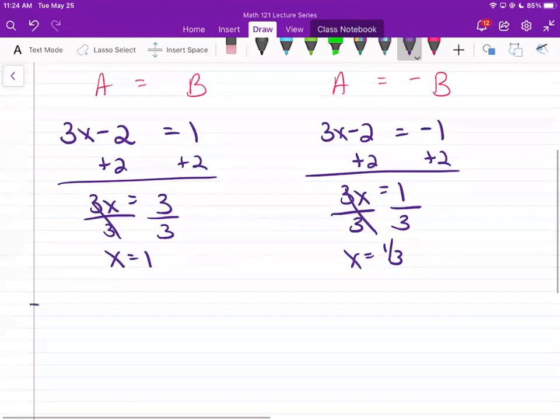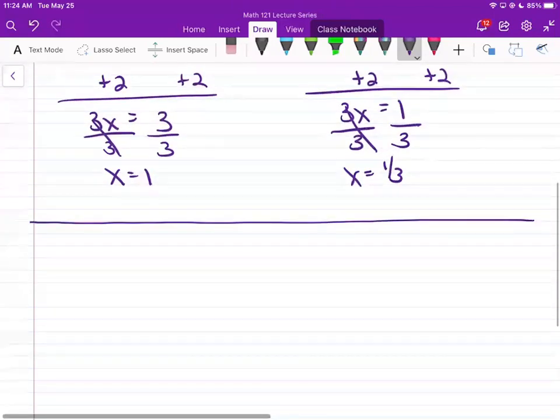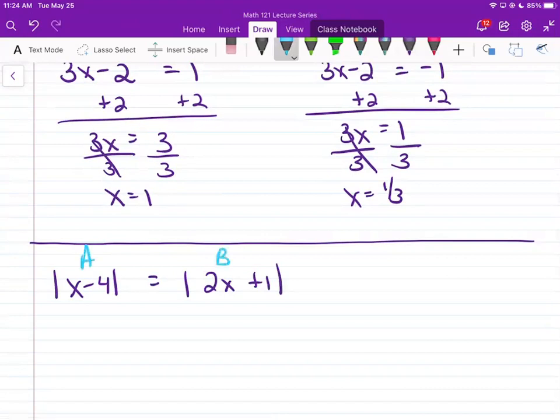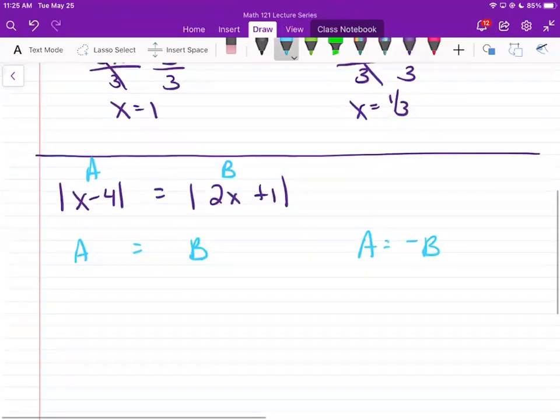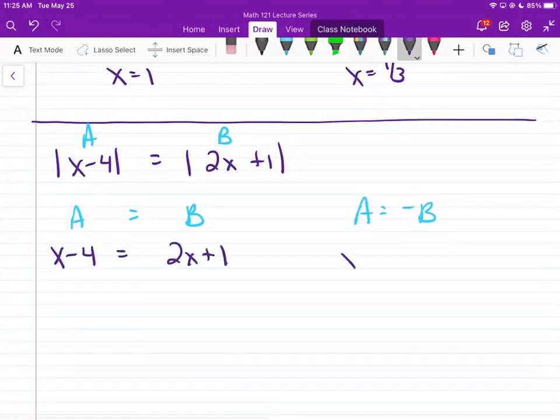If there is an absolute value expression on both sides, don't do anything different. So for example, if I have the absolute value of x minus 4 equals the absolute value of 2x plus 1, if I consider these to be A and B, I'm still going to have A equals B and A equals -B. So I end up with x minus 4 equals 2x plus 1. And I end up with x minus 4 equals -2x plus 1. Don't forget to distribute that negative to everything.